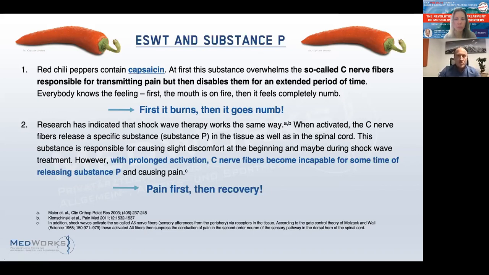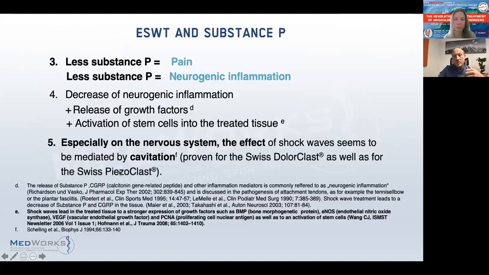You first feel the pain in the tissue, and then if you keep on that place and you ask the patient, is it getting better? Everybody says, oh yeah, now it's getting better. That's because this prolonged activation of the C nerve fibers makes them incapable for some amount of time of releasing substance P, and that's why the pain goes down. And now what happens? The pain goes down. The neurogenic inflammation that is also dependent on substance P is getting down. It's very, very important. The decrease of the neurogenic inflammation plus the release of growth factors and the activation of stem cells makes healing. That's what we want to achieve by using GTD or the Doloclast shockwave device.